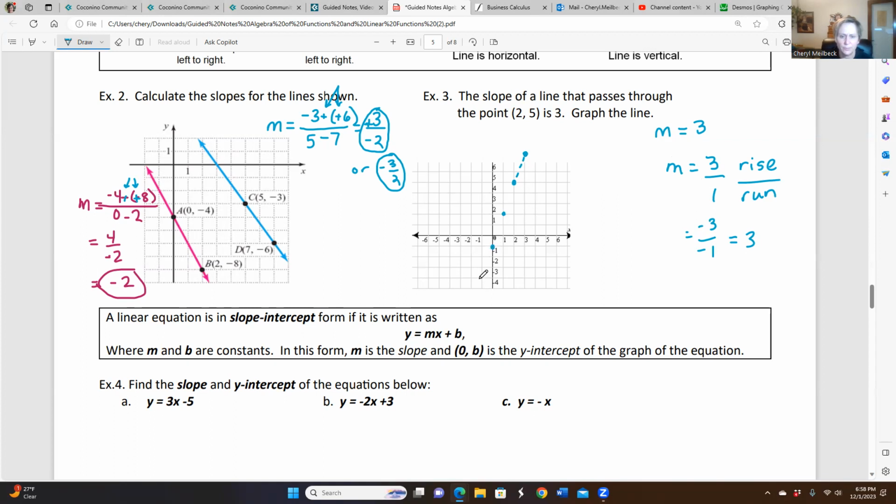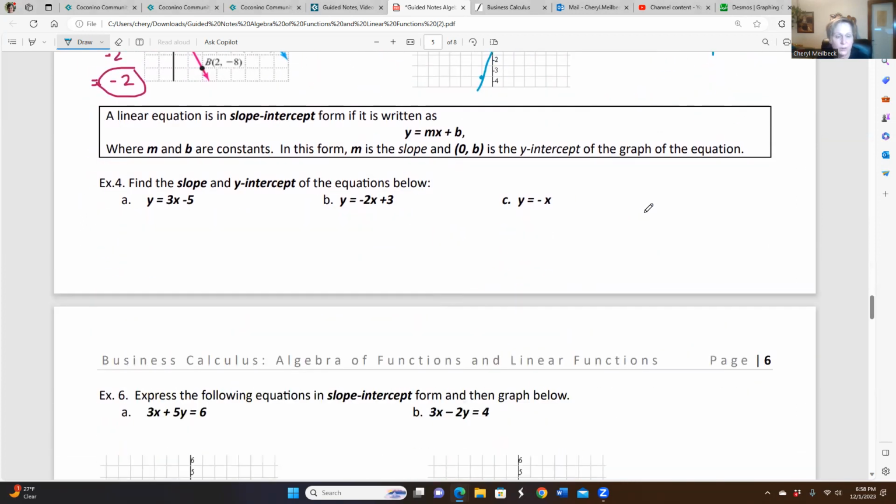So either way, that is a positive 3 slope. And the line would look like that. The second part that we look at when we look at a line is the equation of a line. Very commonly we use the slope-intercept form of a line, which is y equals mx plus b, where m, as we know, is the slope, and b here is the y-intercept of the graph of the equation.